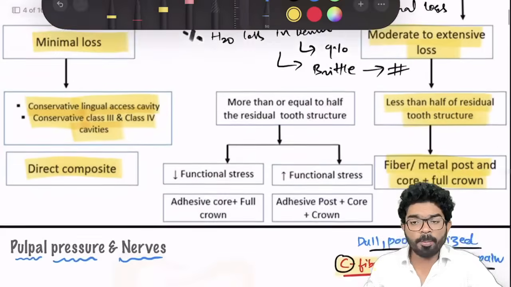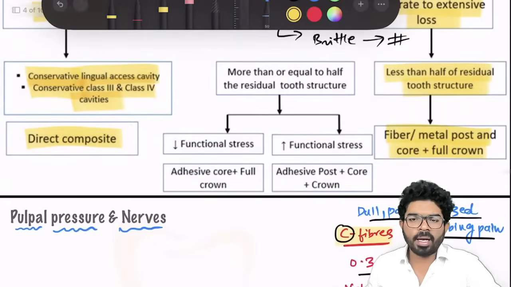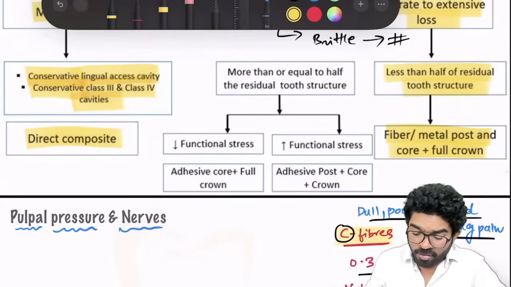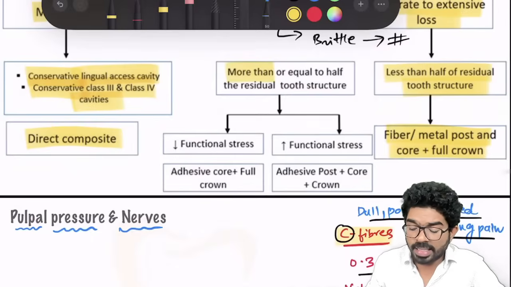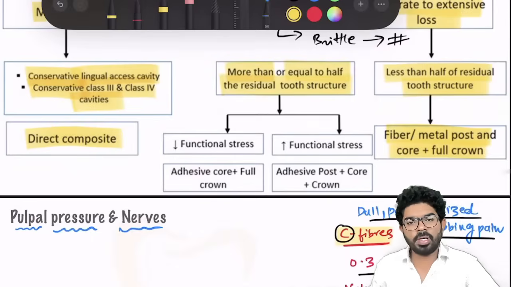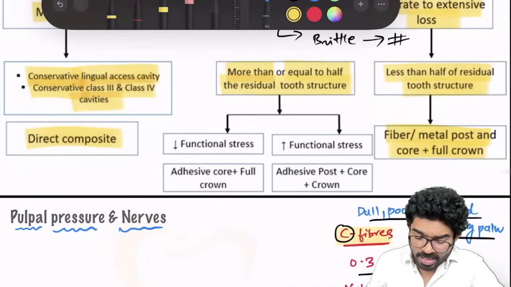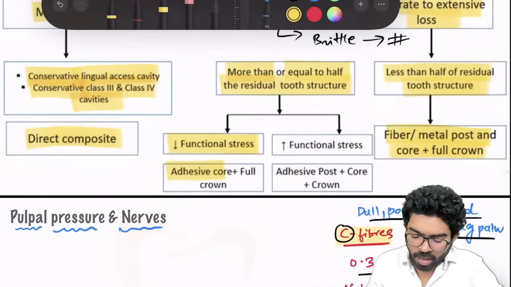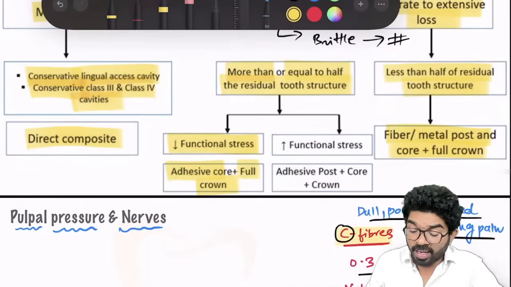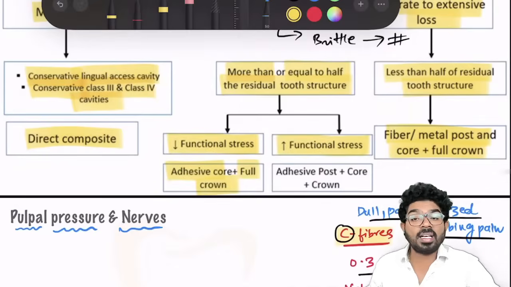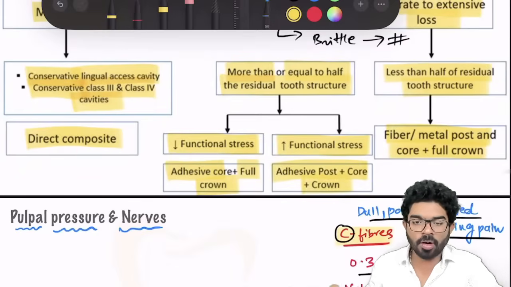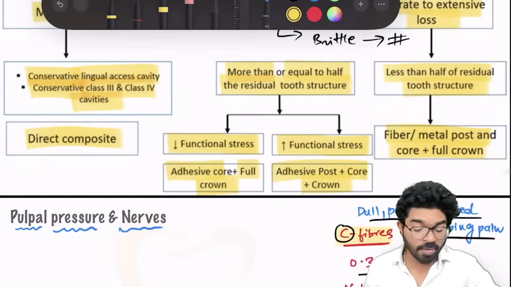Okay, I'm going to go for a post. That could be a fiber post or a metal post followed by a full crown. Whenever there is more than 50%, or equal to 50%, residual tooth structure, and you're expecting less functional stress over that particular area, I'm going to build a core followed by a crown. Whenever, by chance, you have more functional stresses, in such a situation I can go for a post-and-core followed by a crown. And I hope you guys are very, very clear.